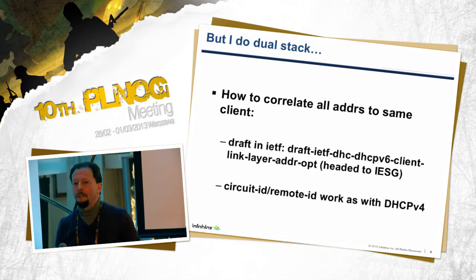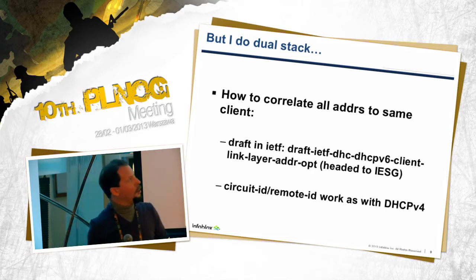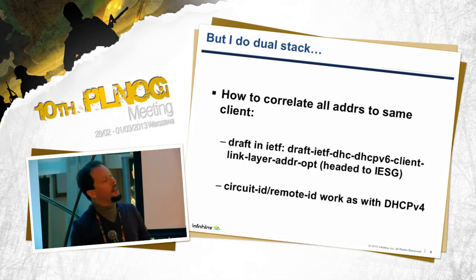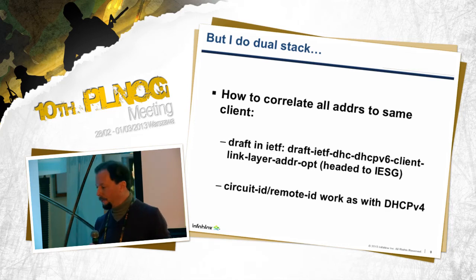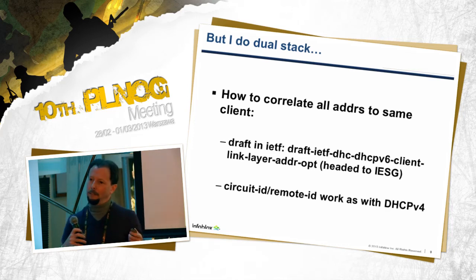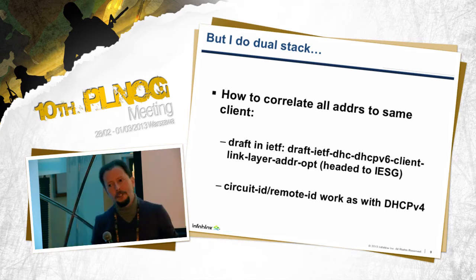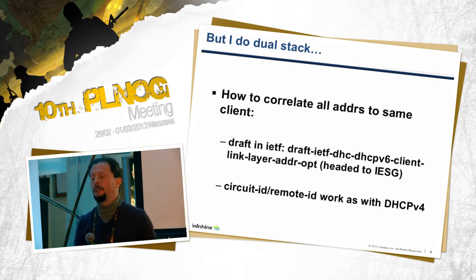So that's the DUID problem. There are also people with, gee, I do dual stack, and how do I correlate all of that? I've got to get past that. So there are several drafts out there to try and address the problem of how do I get the MAC address in a DHCP v6 transaction so I can correlate v4 and v6.